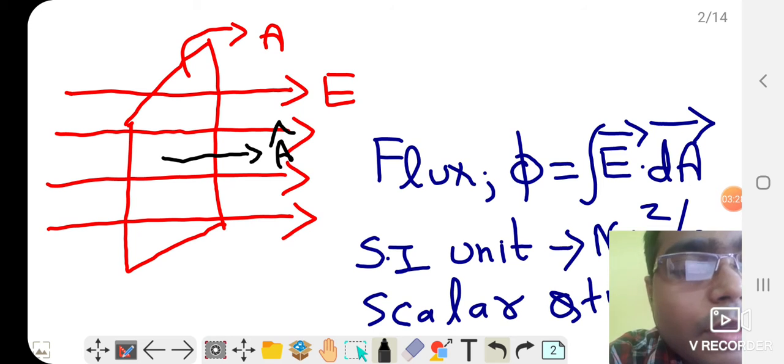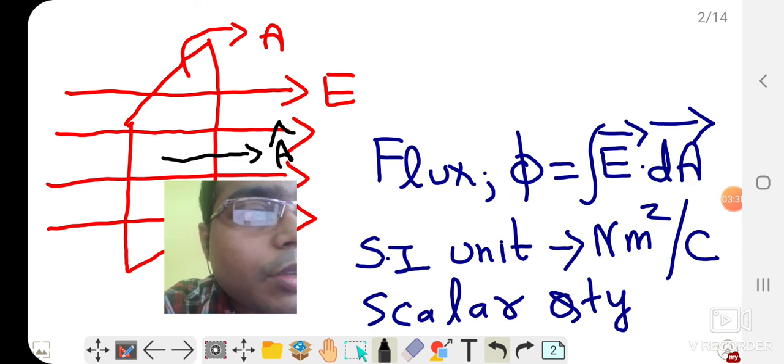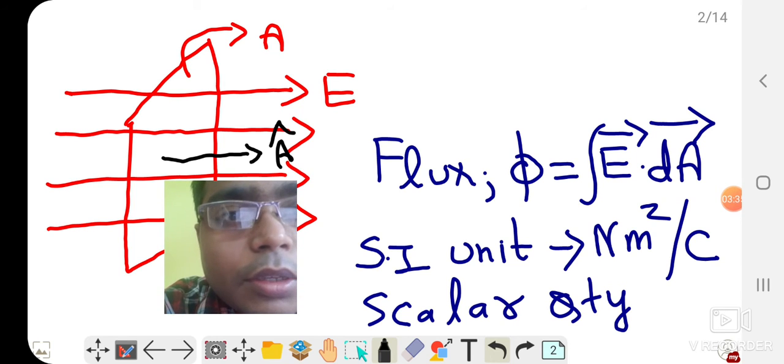So what will be the SI unit of flux? The SI unit is Newton meter square per coulomb. As you know that the unit of electric field was Newton per coulomb, and it is multiplied by area, so this will become Newton meter square per coulomb.